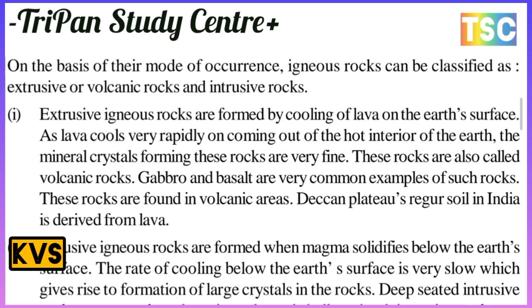On the basis of their mode of occurrence, igneous rock can be classified as extrusive or volcanic rock and intrusive rock. The first is extrusive igneous rock, which is formed by cooling of lava on the earth's surface.